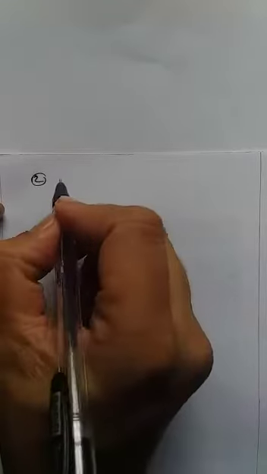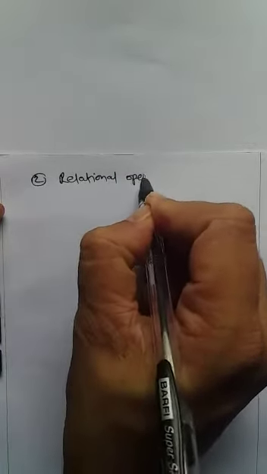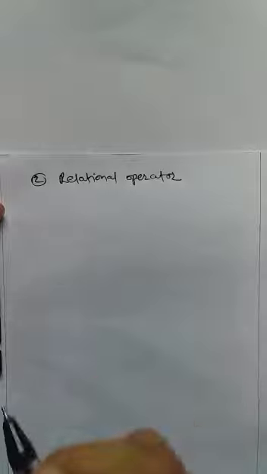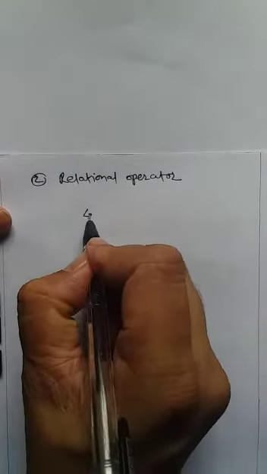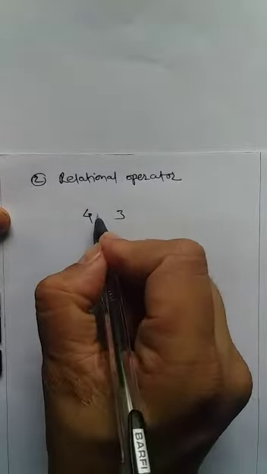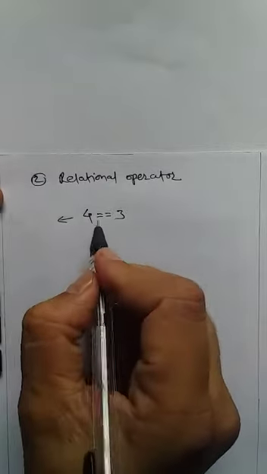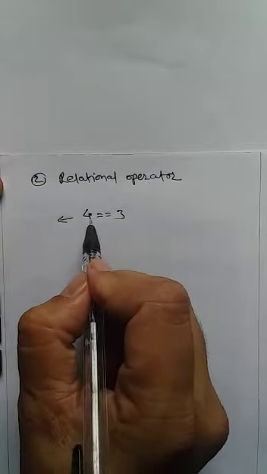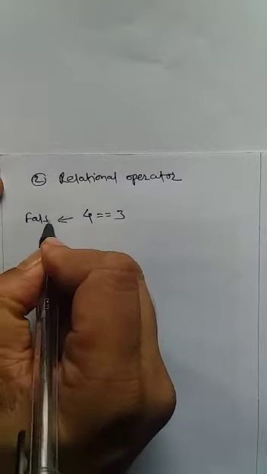Now the next operator is the relational operator. With relational operators, we are showing the relation between two numbers. For example, we have two numbers, one is 4, the other is 3. Now if I write 4 is equal to 3, what will it return? Is 4 equal to 3? No, so it will return false.